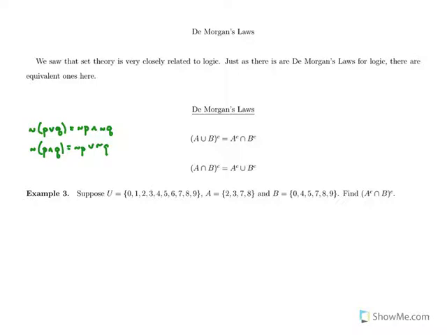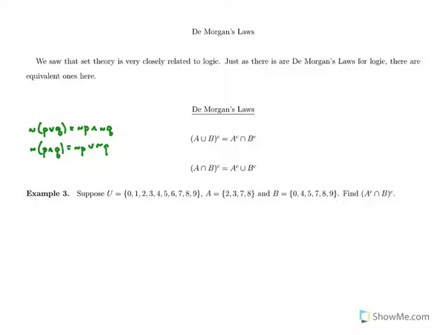So A union B complement is A complement intersect B complement, and A intersect B complement is A complement union B complement. It's really the exact same thing as De Morgan's laws as before, except we're just using set theory stuff instead of logic.